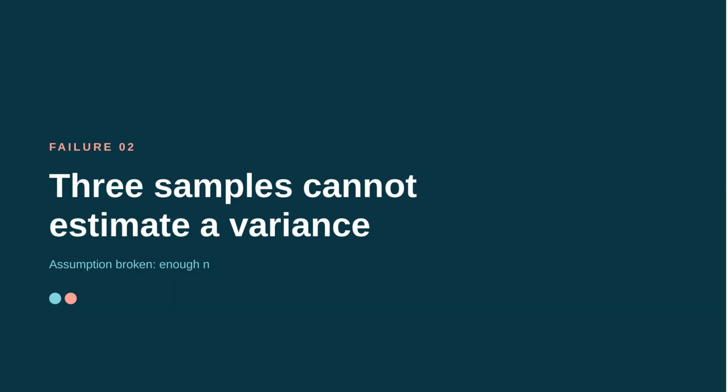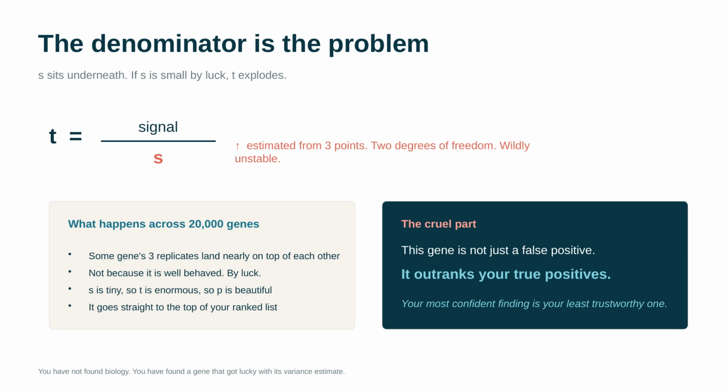Failure 2. 3 samples cannot estimate a variance. This is the failure that does the most damage, and the one people think about least. Look again at where the standard deviation sits. It is in the denominator, which means if S is too small, t explodes. Now, with 3 samples per group, your estimate of S is desperately unstable. It has 2 degrees of freedom. It bounces around enormously from gene to gene, purely by chance. So somewhere in your 20,000 genes, some gene will have 3 replicates that happen to land almost on top of each other.